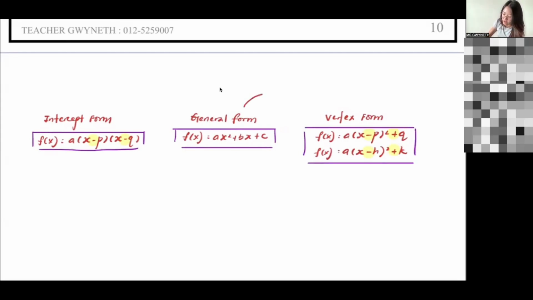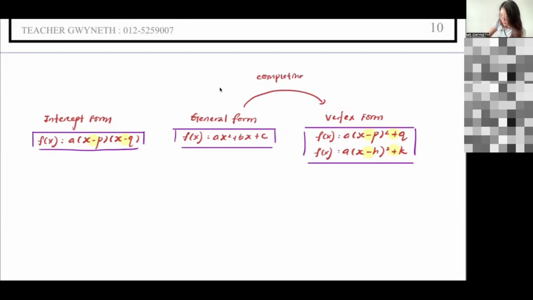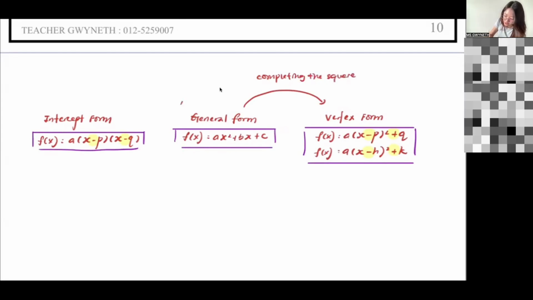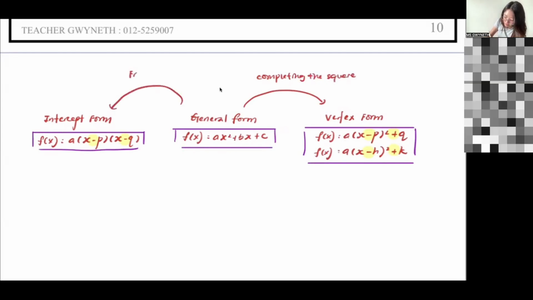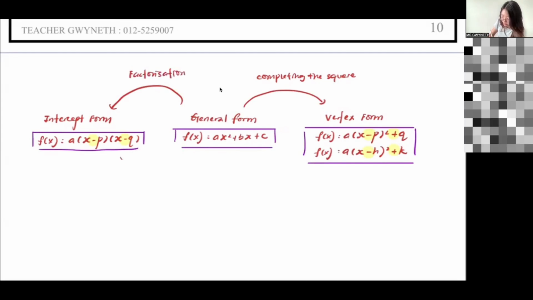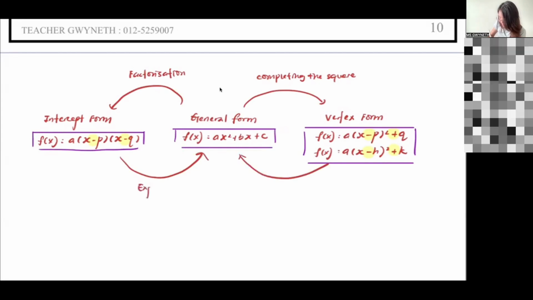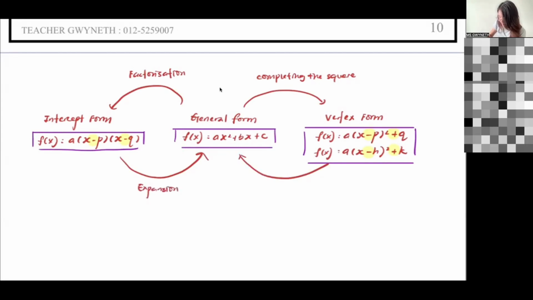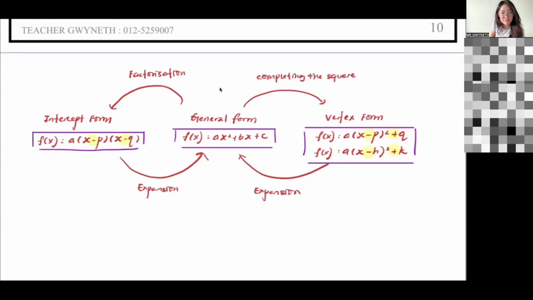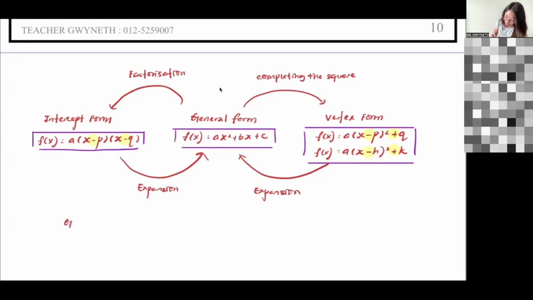Then how do you convert general form to vertex form? You will have to do completing the square. General form to intercept form, factorization. Coming back to general form from both, expansion. All right, remember this. Then let's talk about general form first.